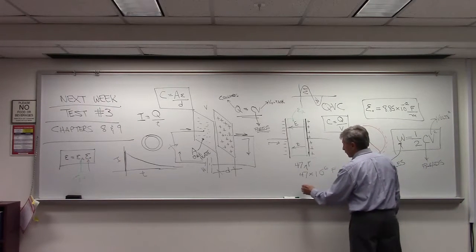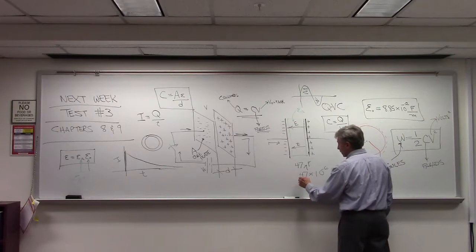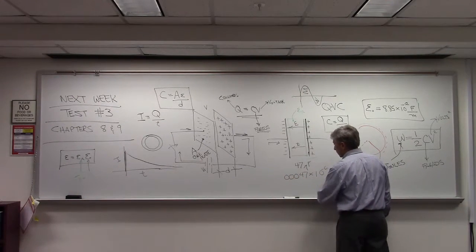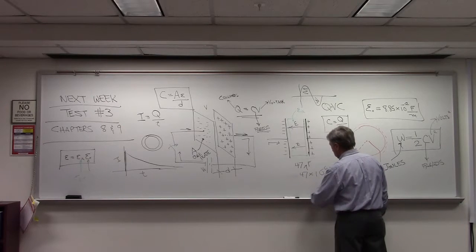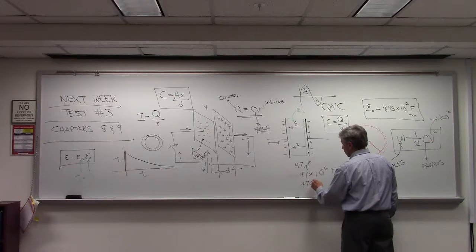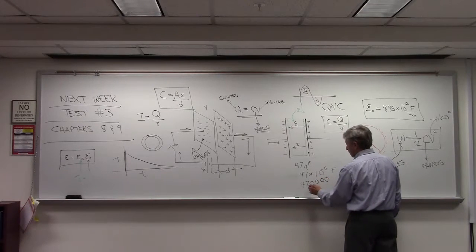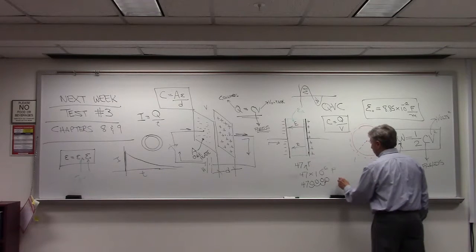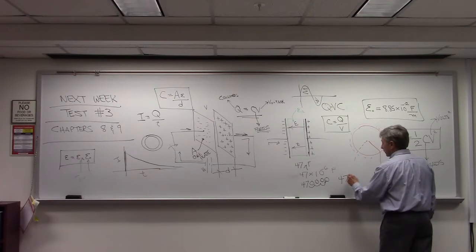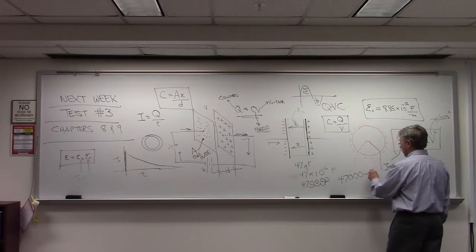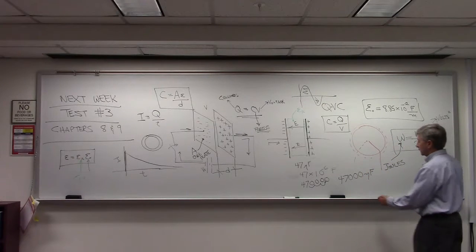And so if I just move the decimal place, I went the wrong way. So if I just move the decimal place to the right, 47, 1, 2, 3, I now have a capacitor that's 47,000 nanofarads, or 10 to the minus 9.